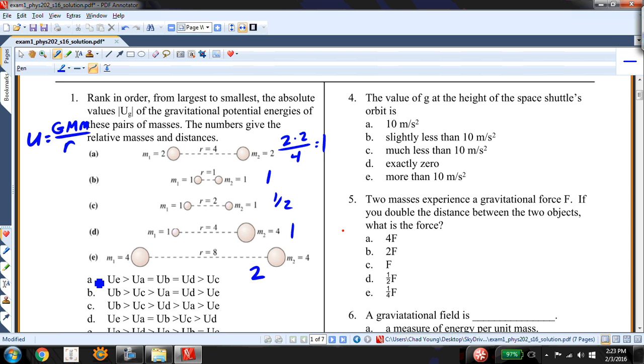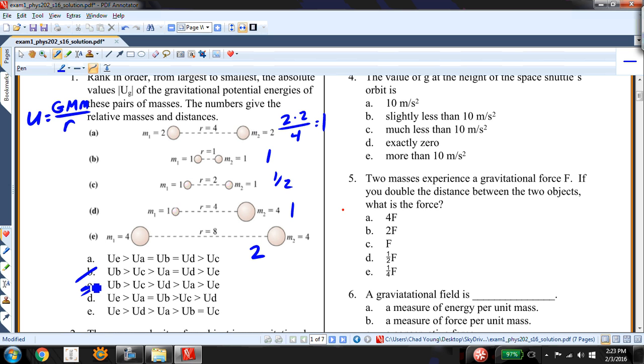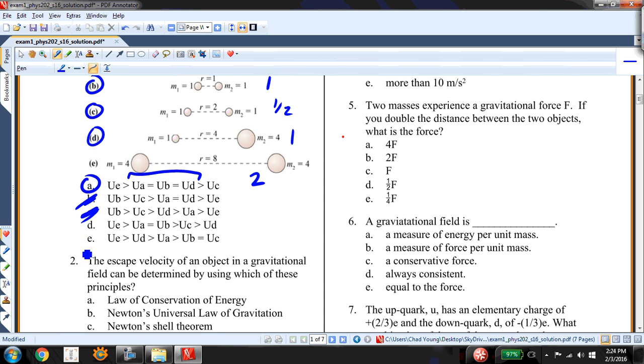So E is the biggest one, so that gets rid of this one, this one, this one, and this one. And then the next are A, B, and D are all equal, so that's this one, and then C is the smallest. All right, so that leaves A as the only right answer.